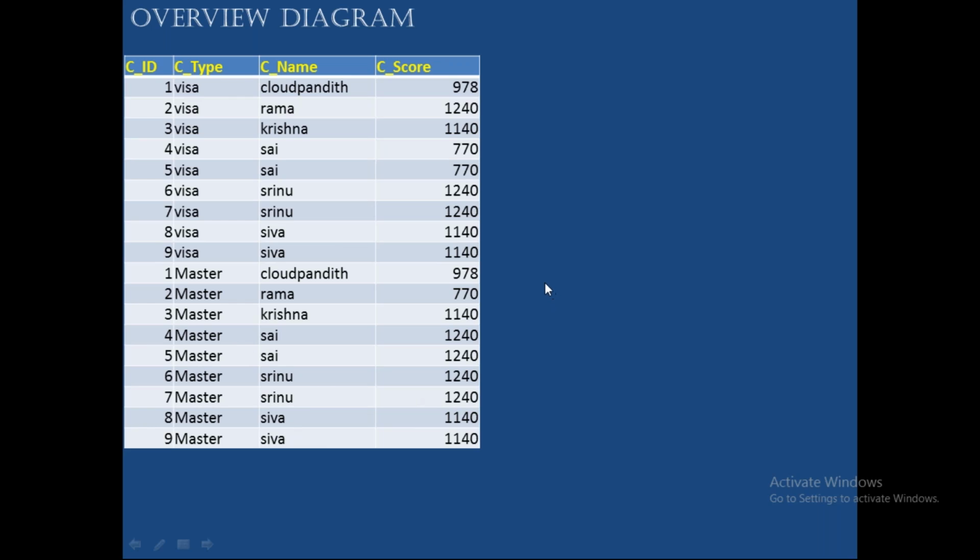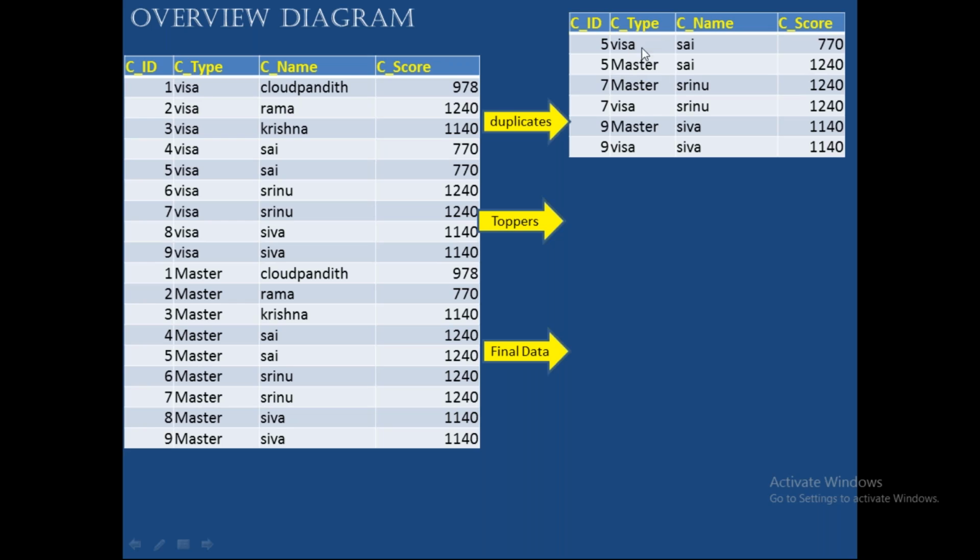Okay. Now, what I want to do from this particular data, first I want to get duplicate records. Next, I want to get toppers. Next, I want to get final data. So out of this, what are the duplicate records? One is Visa Sai 770, second one is Visa Srinu 1240, third one is Visa Siva 1140. These are the three records with respect to the Visa type. In the same way, in the master type, you see Master Sai 1240, Master Srinu 1240, Master Siva 1140. Now, these are the duplicate records. These are my total duplicate records, total 6.